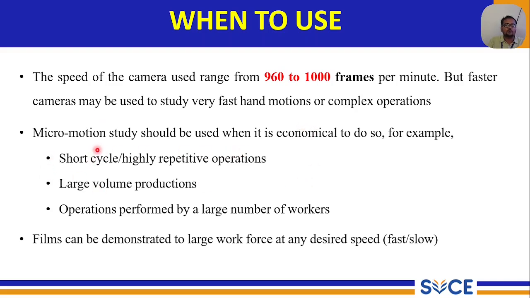So a micro motion study should be used when it is economical, because since it involves utilization of a camera which is quite costly, you have to look for options where highly repetitive operations are carried out and large volumes of production are being carried out, and more importantly, it should have a very short cycle time. If the cycle time is large, then you should find an alternative, using some other motion study rather than a micro motion study, because investing in a camera is going to be an additional cost to the industry. So it is to be used only when it is economical to do so.